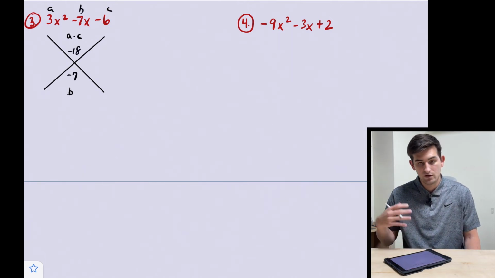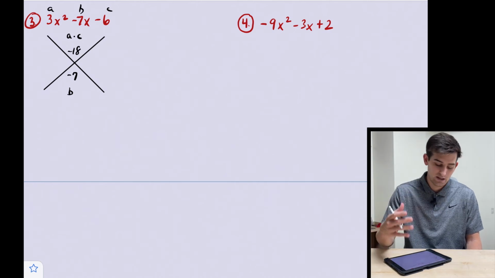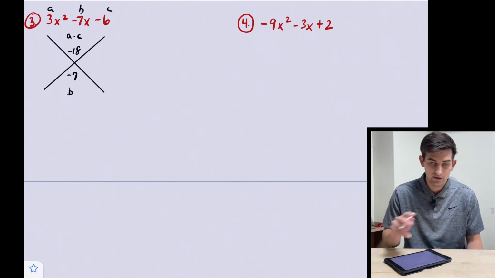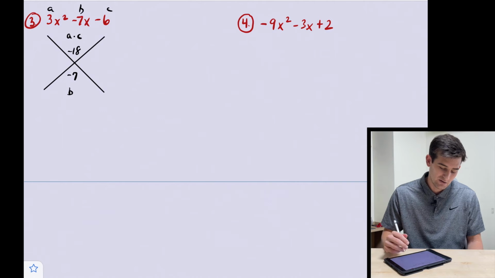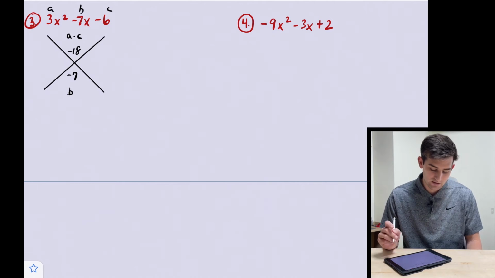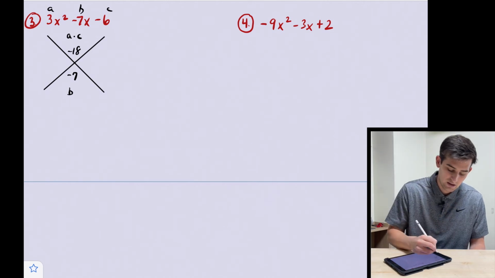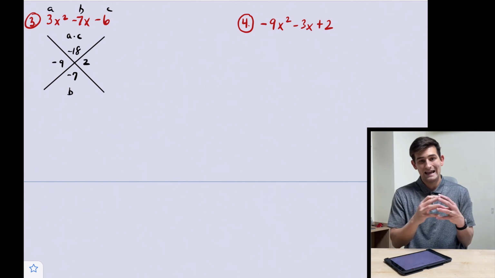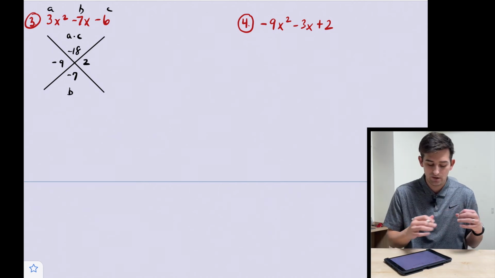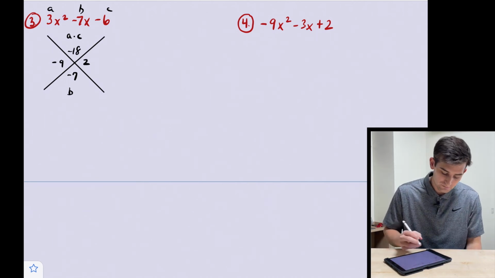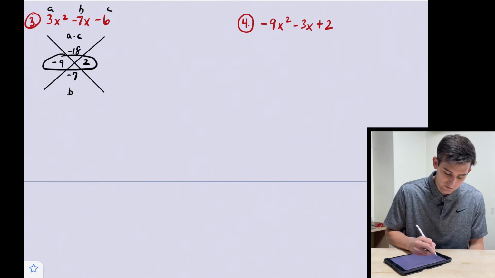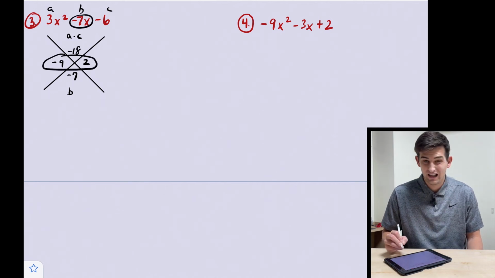So now we want to find two numbers that add to b and multiply to a times c, and we're going to write those on the sides of my x. So add to negative 7 and multiply to negative 18. So we can think 9 and 2, some combination here, let's say -9 and +2. Because we want those to add to -7, we need our negative number to be the larger of those two. Okay, so now -9 and 2 are going to take the place of -7x.